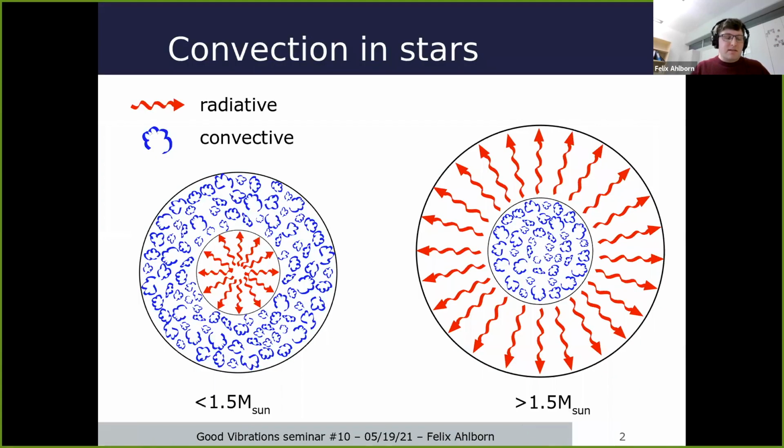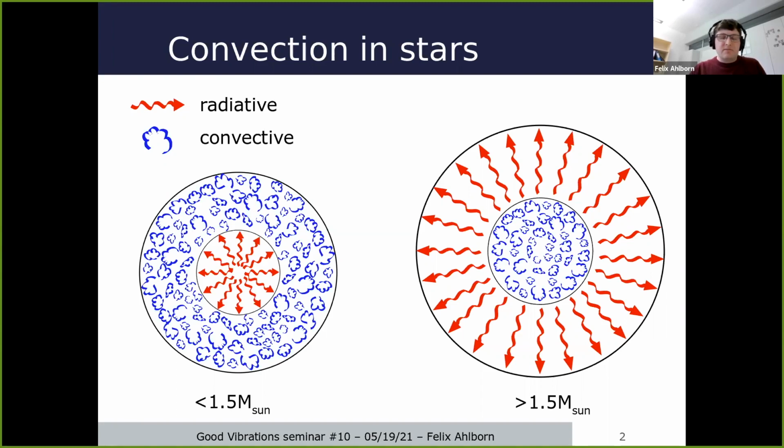To get started, I would like to briefly remind you of what kind of convection zones we expect in stars. So I've made here two sketches where the left sketch is representative of the lower mass stars below about 1.5 solar masses, like our sun, for example, which have a radiative core and a convective envelope. And the right sketch is representative of the intermediate and higher mass stars, which have a convective core and a radiative envelope instead on the main sequence.